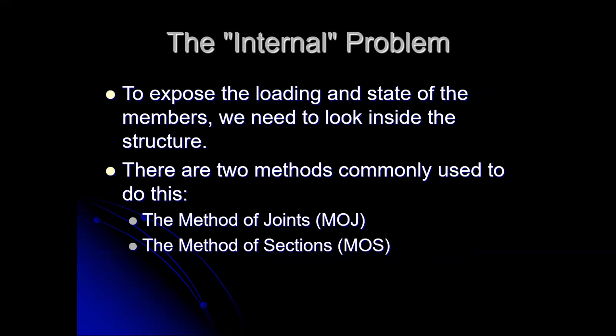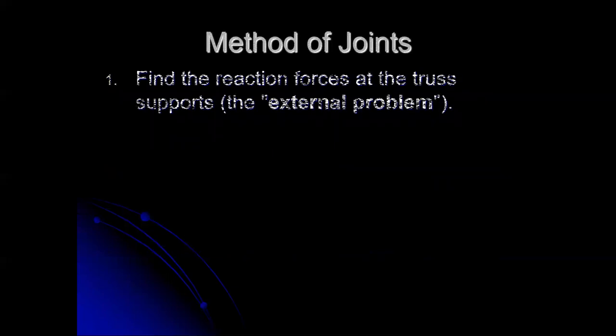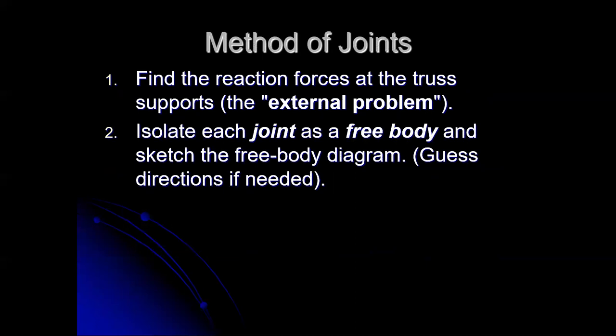Both of those are different techniques that are used to cut the truss up into different pieces and create new equilibrium problems with new unknowns, things we can solve for that we don't already know. We're going to focus on the method of joints. And the first step in the method of joints, as is the first step in the method of sections, is to find the reactions at the support, solve the external problem. We need that information going forward in almost every truss we solve.